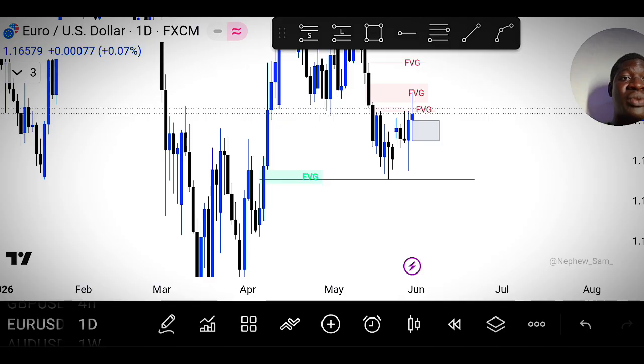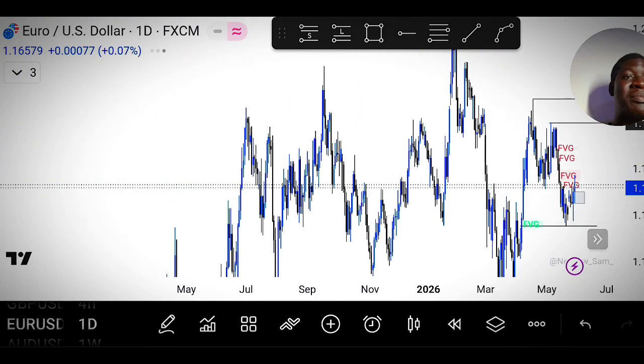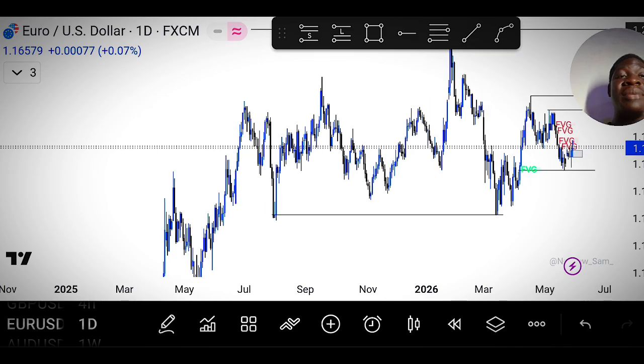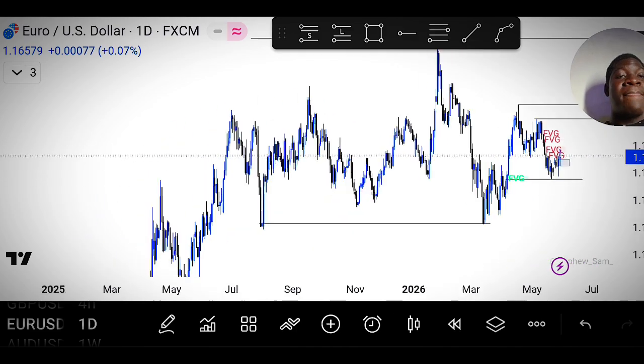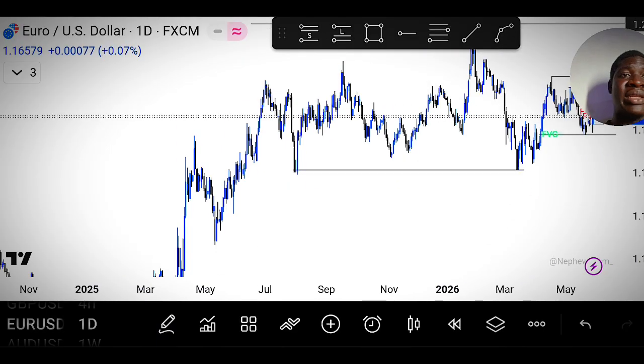If you analyze Euro USD very well, Euro USD is doing the same thing as GBP USD. I've already analyzed Euro USD. So as you can see, Euro USD from the daily time frame. Now we're no more going into the monthly time frame.